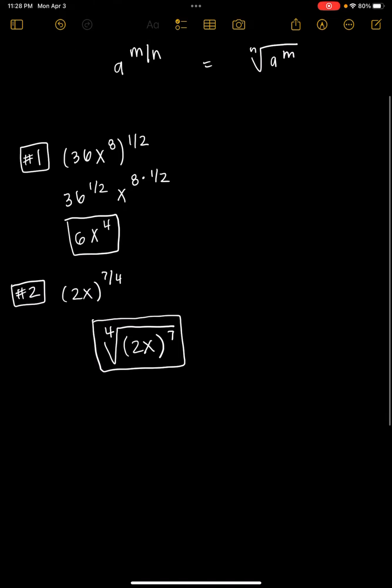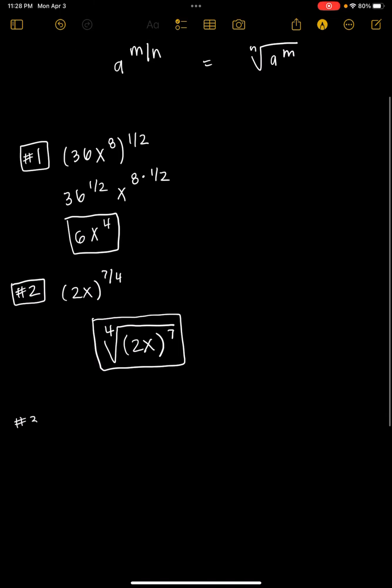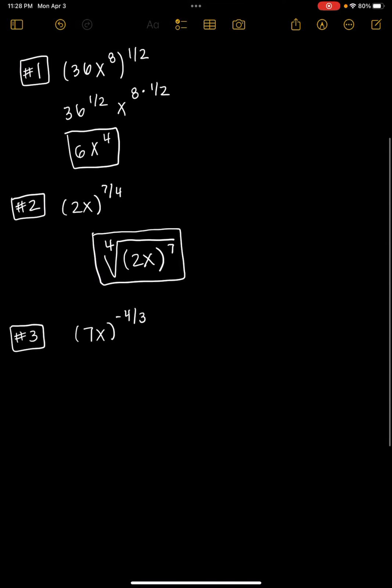Okay, so now let's look at the next example. The next example is a little bit trickier. It is (7x) to the power of negative 4/3. If you remember, we don't like negative exponents, right? So the first thing I'm going to do is get rid of this negative exponent by shoving it to the bottom of a fraction. I can rewrite it as 1 over (7x) to the power of positive 4/3.